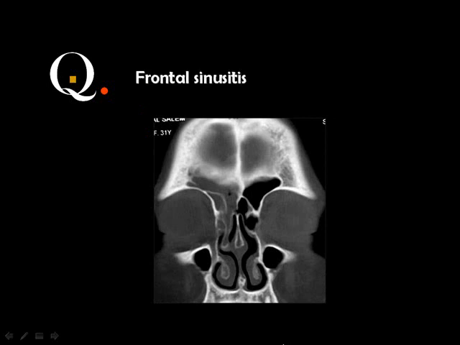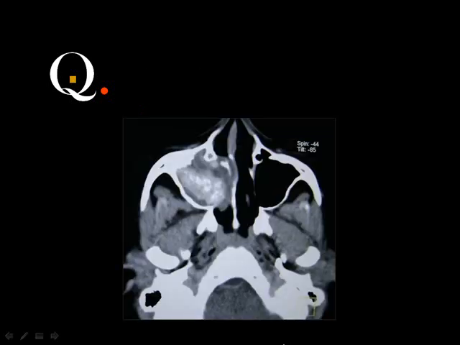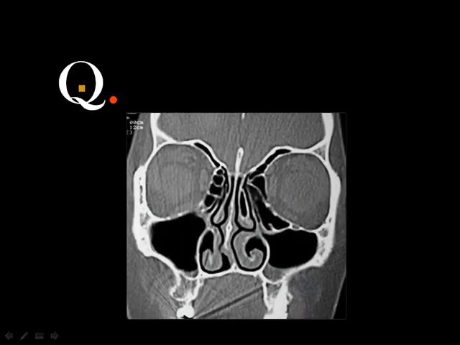What do you think about that? Frontal sinusitis. Very good. What do you think about that? Fungal ball. Very good. Mycetoma. What do you think about that? The nasal septum is slightly deviated.